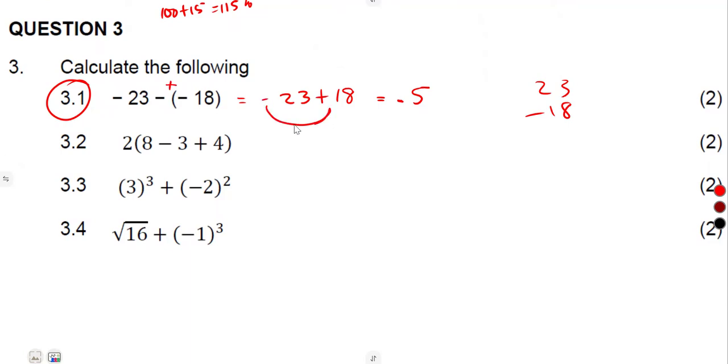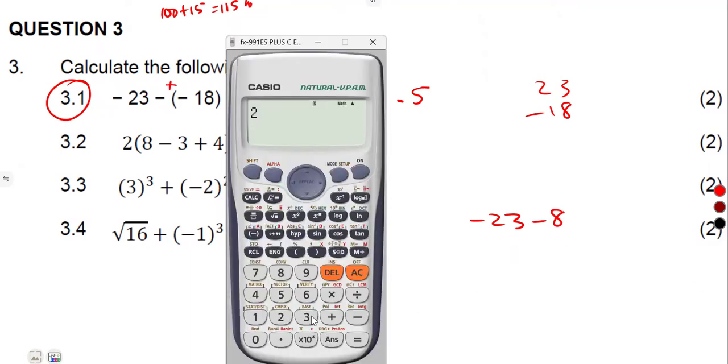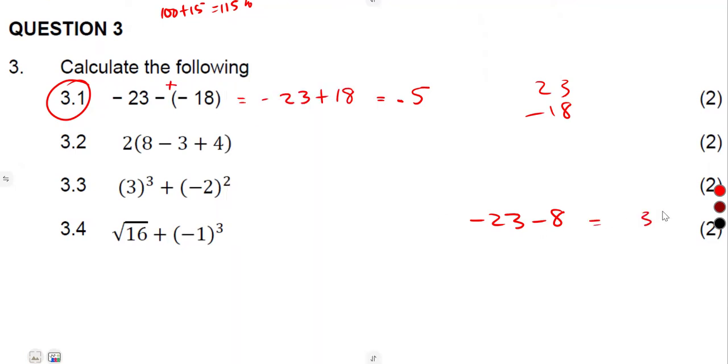If the signs are different like this, but if the signs are the same, you add these numbers. 23 plus 8, that's 31. And you use the common sign on your answer, negative 31. But if the signs are different, subtract the smaller number from the bigger number. Then use the sign of the bigger number on your answer, minus. So that is how you can play around with this.